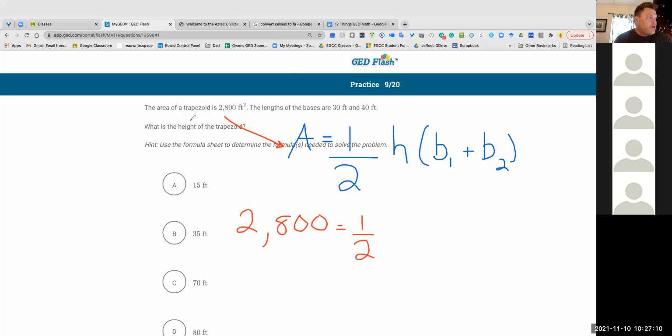We don't know the height, so that's going to stay a letter. And then the lengths of the bases are 30 and 40. That's what goes in here, base 1 and base 2, which sounds very science fiction-y.